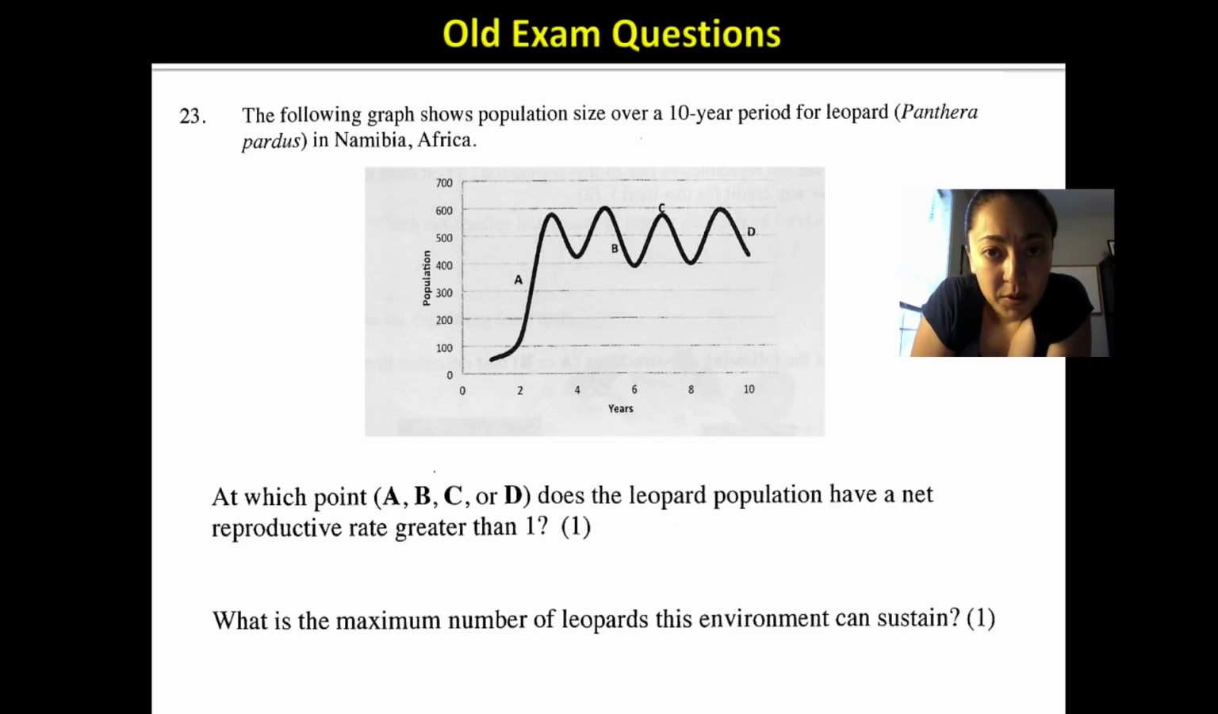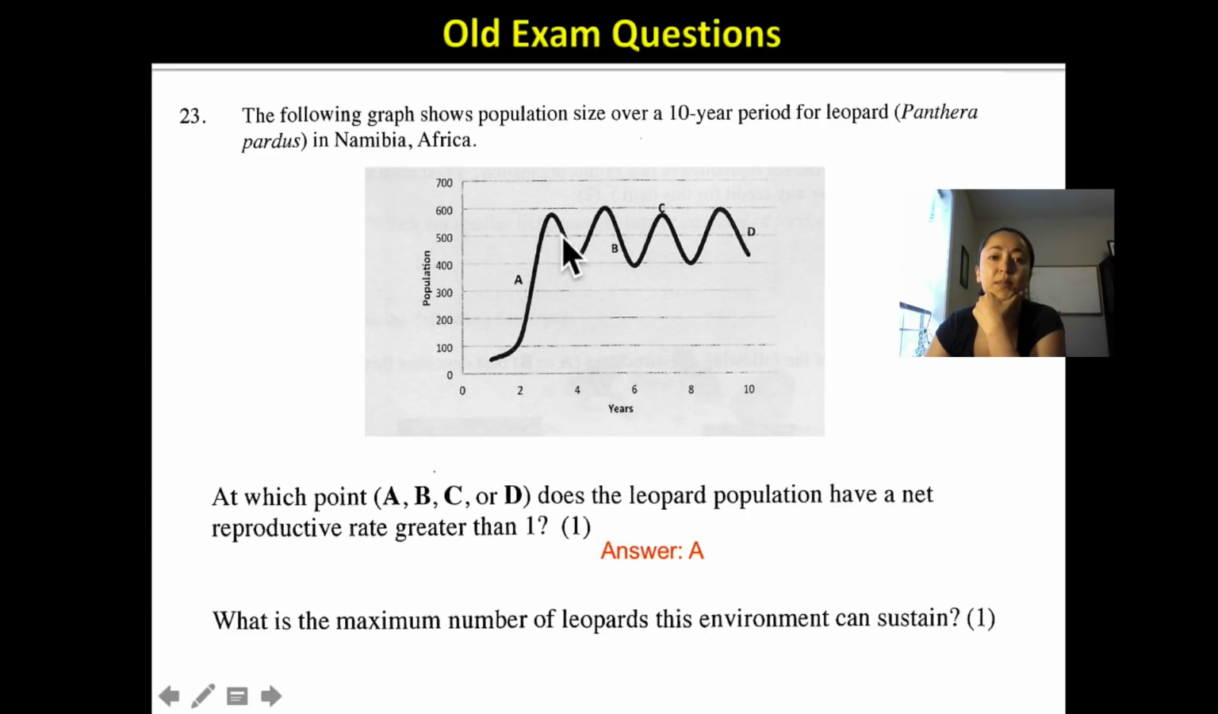The following graph shows population size over a 10-year period for leopards. So it says at which point A, B, C, or D does the leopard population have a net reproductive rate greater than 1? Let's look here. What does a net reproductive rate greater than 1 mean? Well, it means the population is growing. So at A, is the population growing? It looks like it's growing to me. So, right away, the answer is A. But let's just double check. At point B, the population is declining, so it couldn't be that. At point C, the population is starting to decline, so it wouldn't be that. And at point D, the population is also declining, so A is the best answer there.